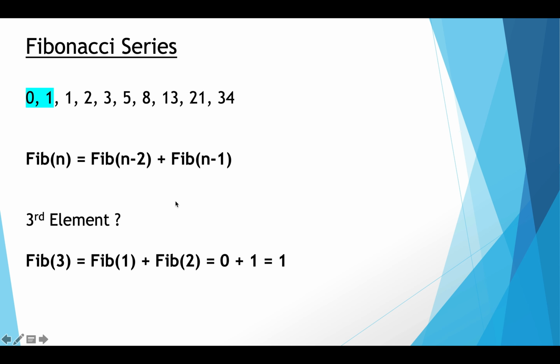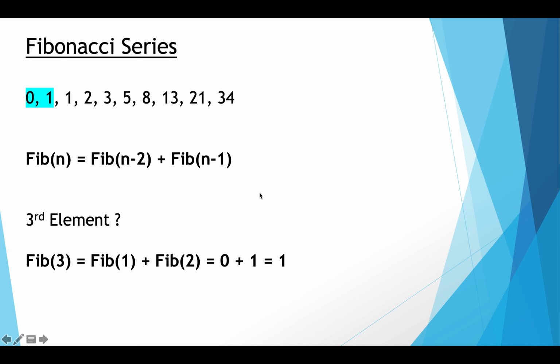So if I have to calculate the third element of the Fibonacci series, then I simply put 3 instead of n, and the equation becomes fib 3 is equal to fib 1 plus fib 2, which in turn is going to be equal to 0 plus 1, and this is going to give me the third element as 1, which is indeed the third element if you check this Fibonacci series.